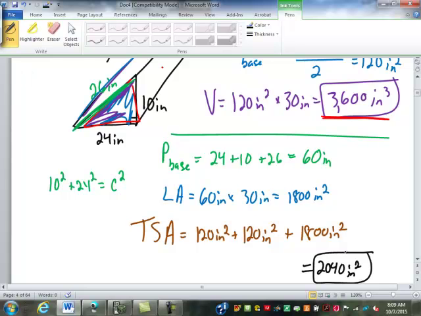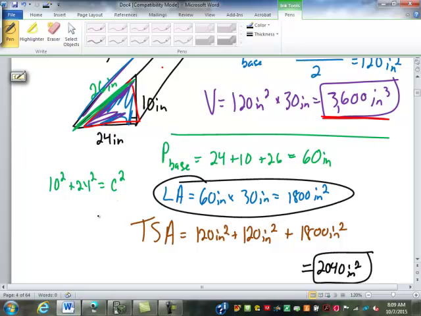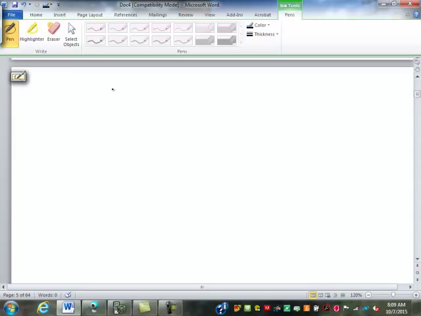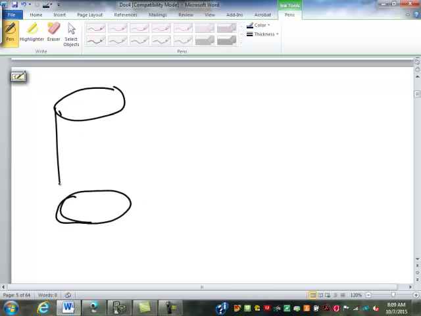Why do I do it this way? Why do I define a lateral area instead of just finding the... I could have done the same thing here. This is 24 by 30, this rectangle on the bottom. This is 10 by 30. This is 26 by 30. I could have just found rectangles and added them together. Why do I define a lateral area as being a perimeter of a base times the height? Well, because we have some things that don't have rectangular sides. Pretend those are circles.